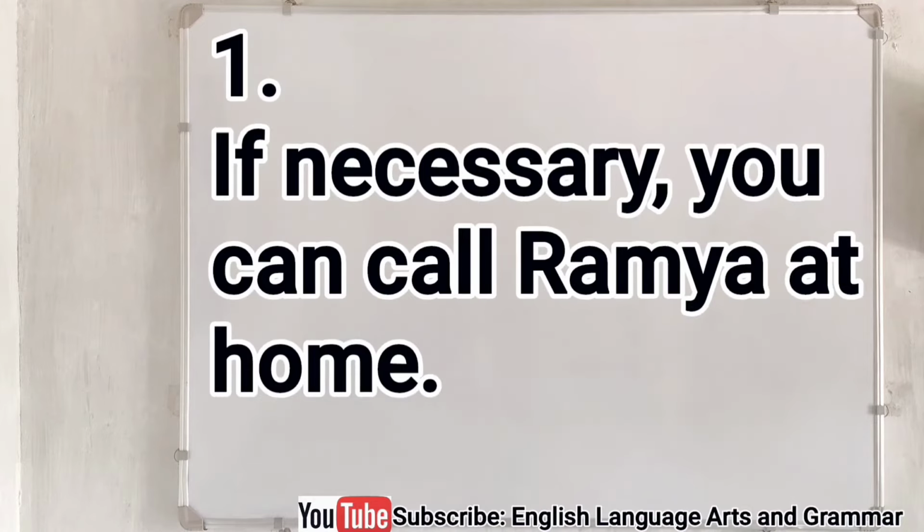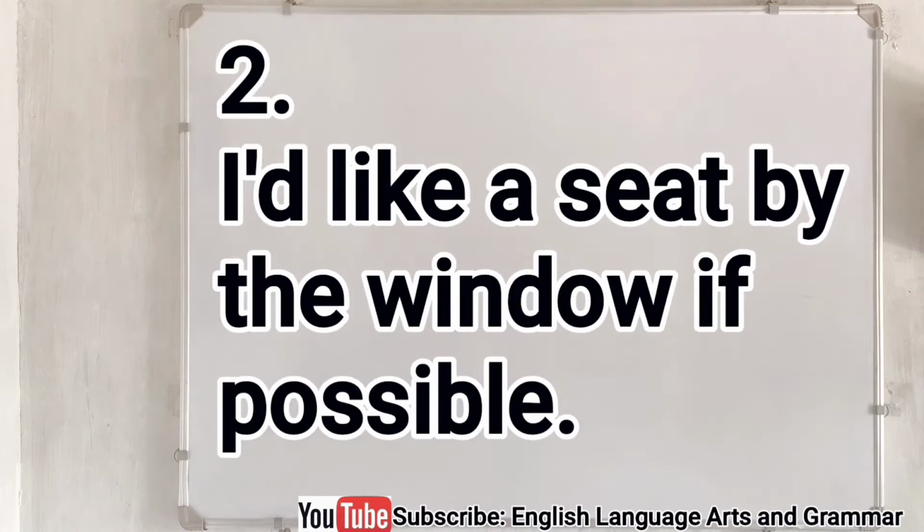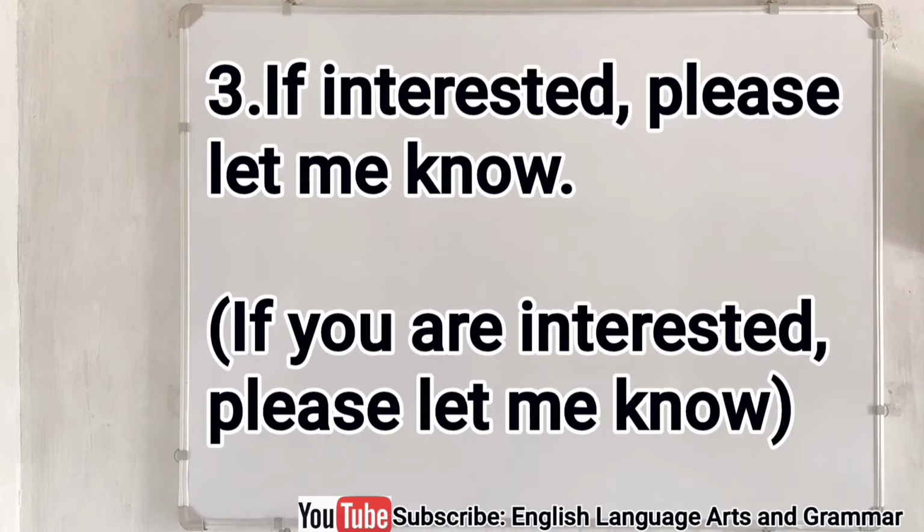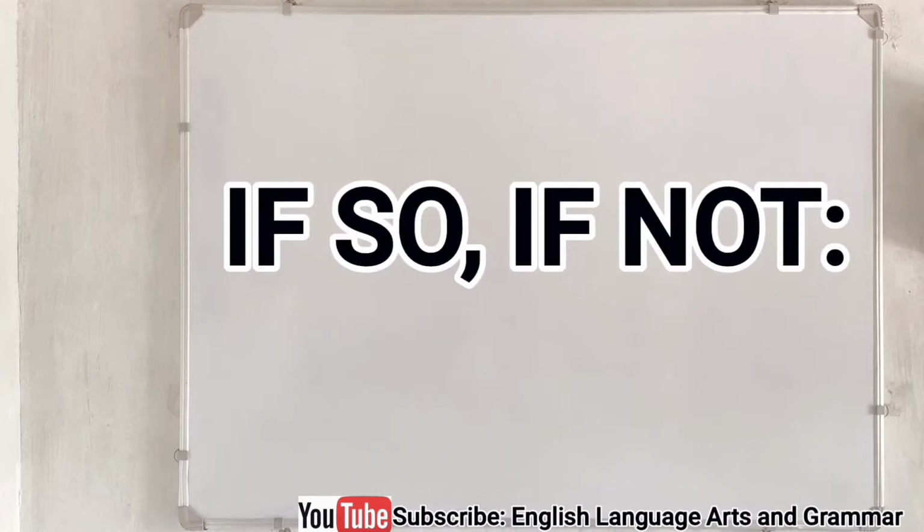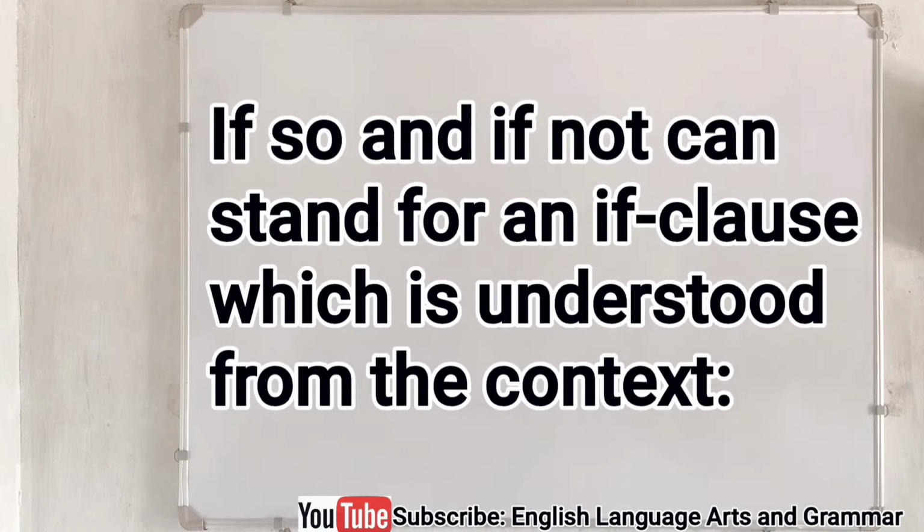Some examples. Example 1. If necessary, you can call Ramya at home. Example 2. I'd like a seat by the window if possible. Example 3. If interested, please let me know. It means if you are interested, please let me know. And finally, the type 1 conditional is also used with "if so" and "if not". "If so" and "if not" can stand for an if clause which is understood from the context.